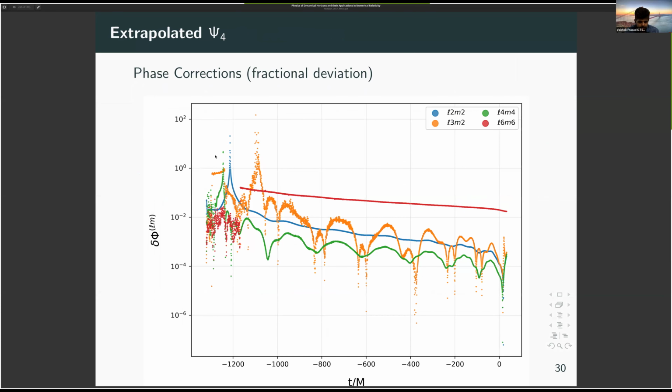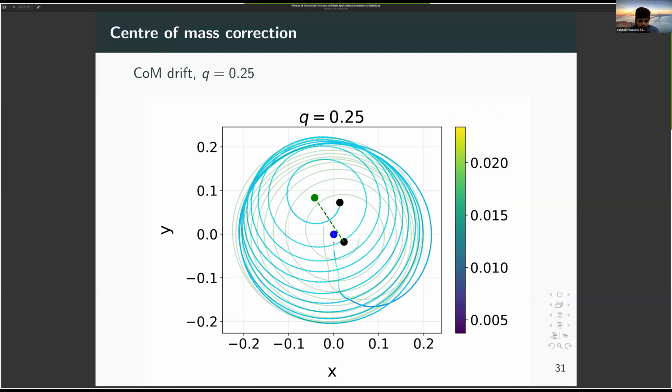What you see on your screen is the changes in phase due to extrapolation of the waveform. So these can definitely not be neglected. These would lead to biased models if they were not done. Another aspect to worry about is a center of mass drift in simulations.